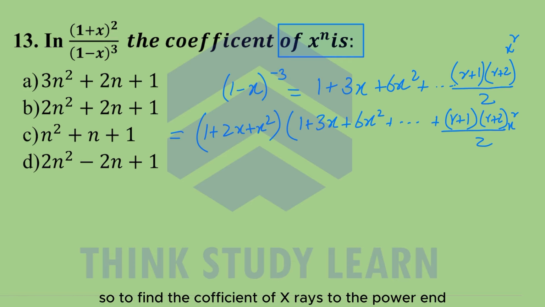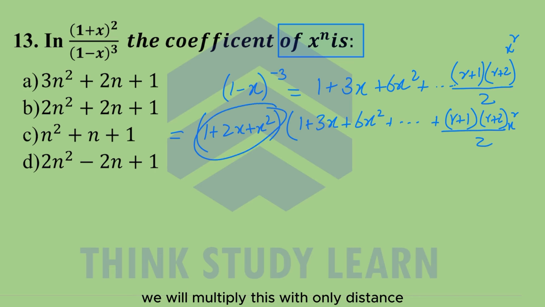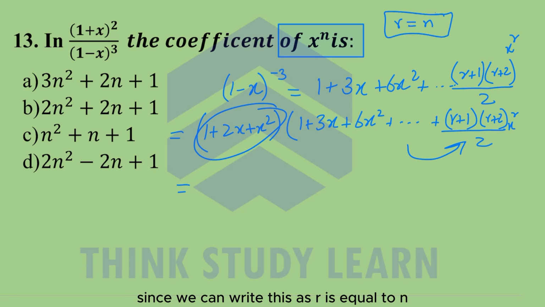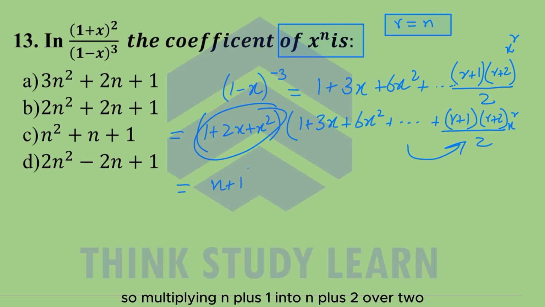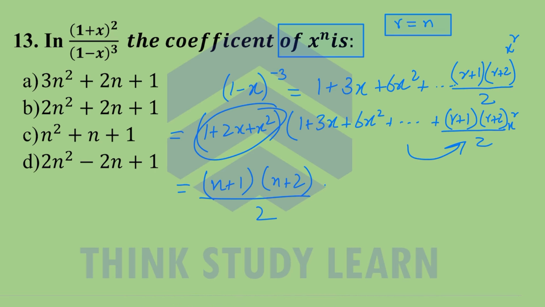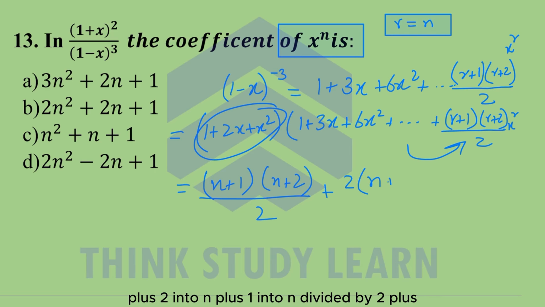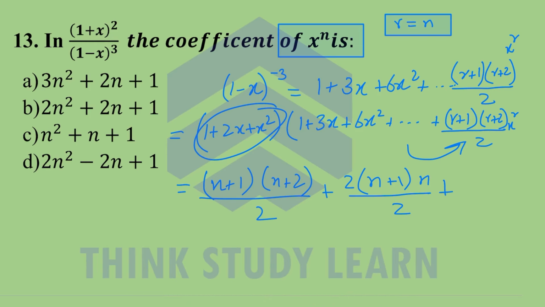To find the coefficient of x raised to the power n, we will multiply this with only these terms. When we multiply this, we replace r with n, since we can write r is equal to n. So multiplying, (n + 1)(n + 2)/2 + 2(n + 1)n/2 + (n − 1)n/2.